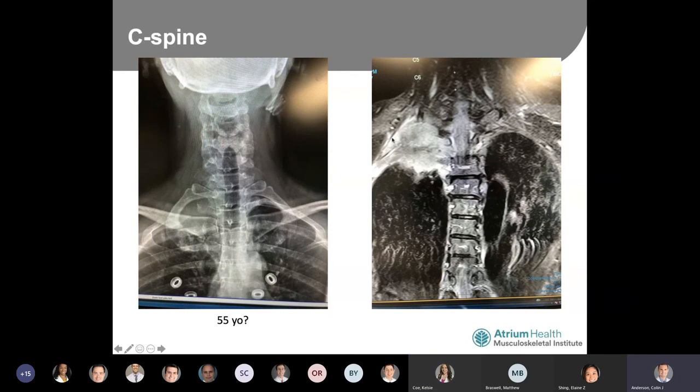This is what the MRI looked like. This was a Pancoast tumor that my friend identified in spine clinic. So it's just a reminder to always scrutinize your x-rays. Don't just look at the thing that you're focusing your eyes on, but look at the whole picture. Okay?